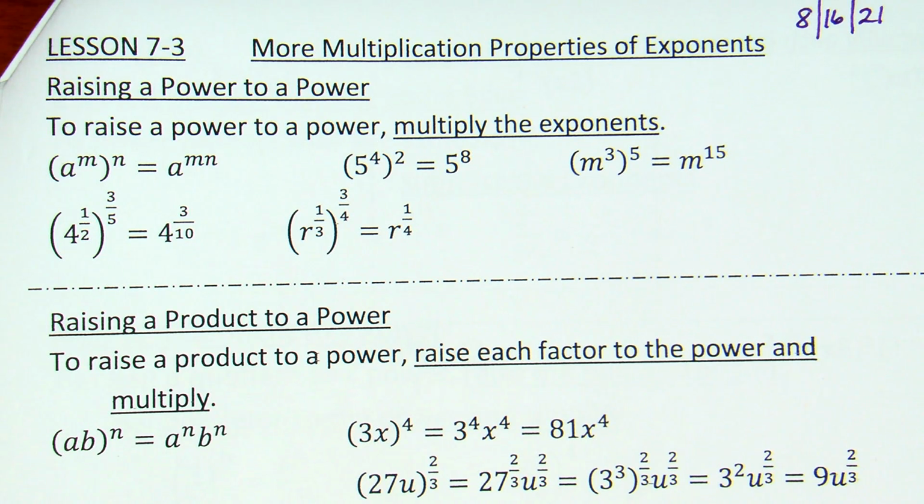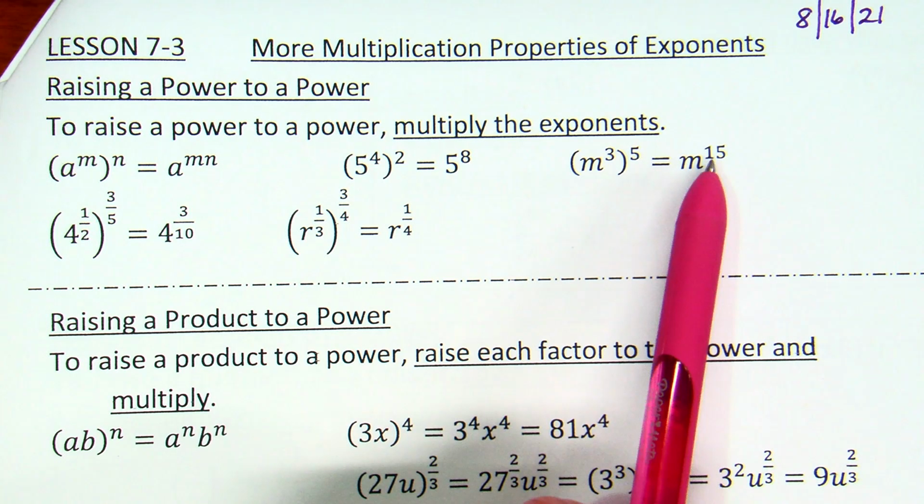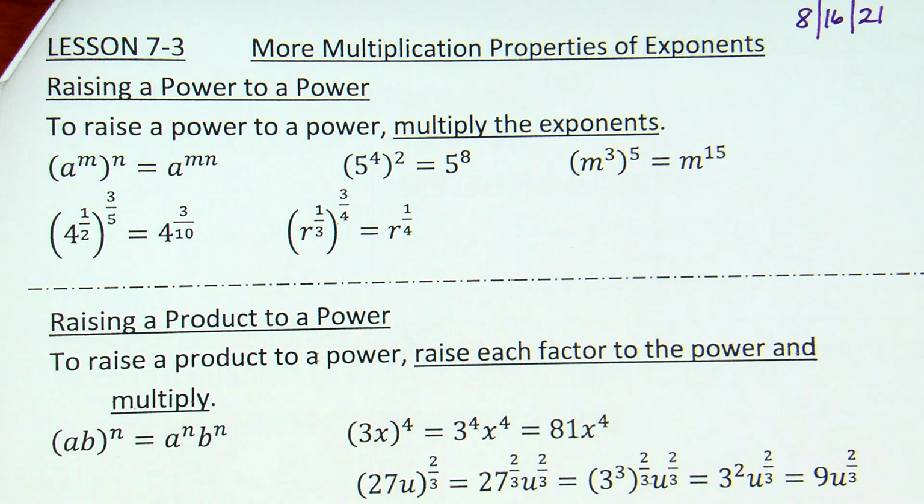These are just some examples. 5 to the 4th raised to the 2nd: 4 times 2 is 8, so 5 to the 8th. M to the 3rd raised to the 5th: 3 times 5 is 15, so m to the 15th. This one is just using fractions. It's the same thing. You multiply the powers.